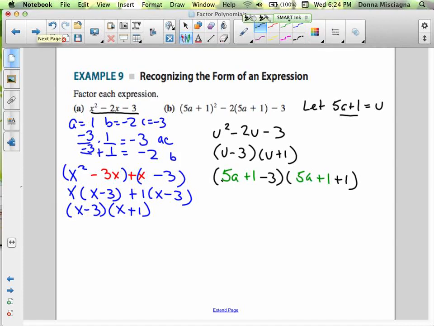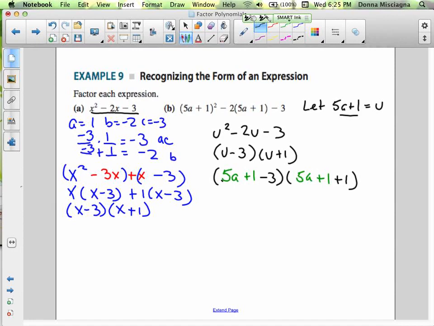So if you have an expression like that, where you've got a something squared and then a something and a constant, and your something squared and your something there is a binomial instead of a monomial, single variable, then try replacing it with a single variable and then see if you can factor. Because if you can factor u squared minus 2u minus 3, you can also factor 5a plus 1 squared minus 2 times 5a plus 1 minus 3.